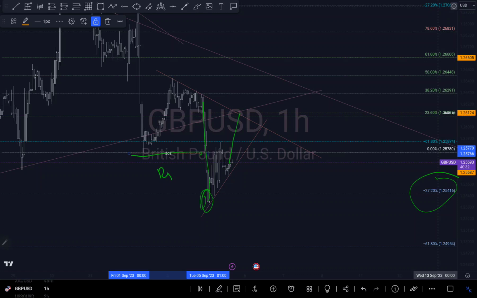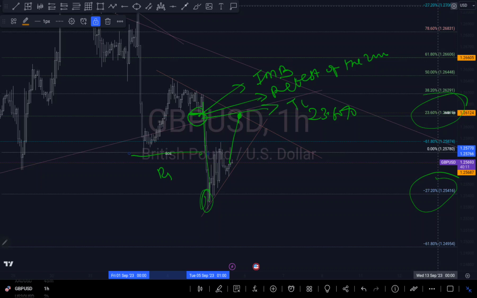So I see a possibility of it at least pushing up to my 23% fib level, because that aligns with an imbalance, right? This was a breakout structure and it hasn't retested yet. That aligns with a retest of the zone around that area, and that also is a touch of a trend line. So that's what I'm saying. There's a possibility for us to actually push up to that side.